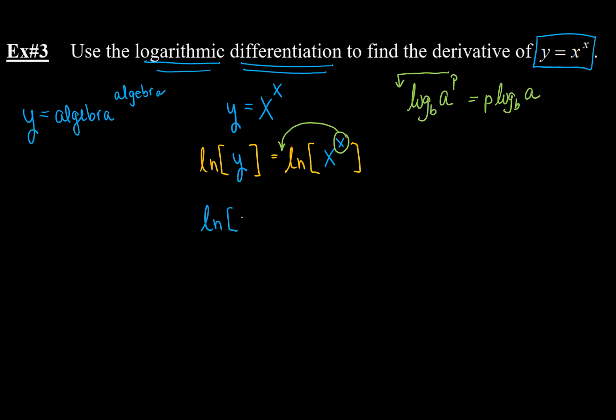Don't forget, on the left side and on the right side, the only thing that's changing is this x is coming down. Everybody still has a natural log. All right, my next step is I need to take the derivative with respect to x of both sides.